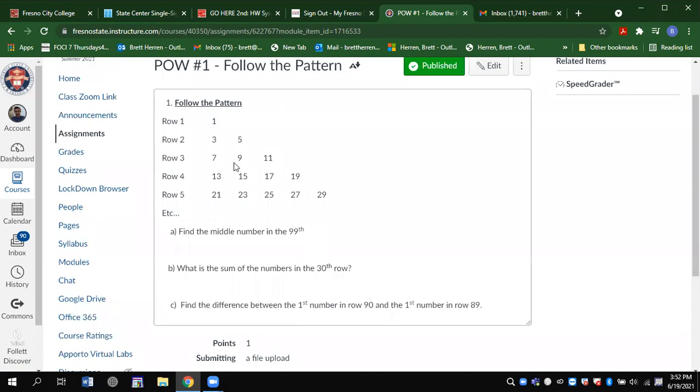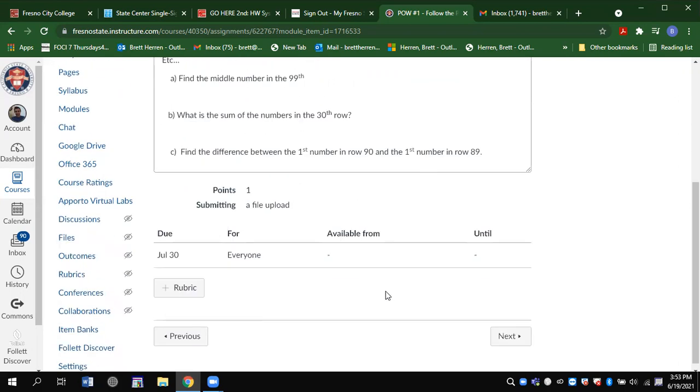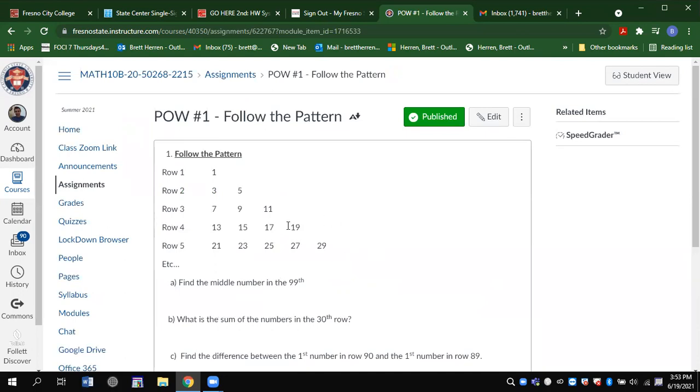So here's a really tricky one. It's showing this pattern, which you can see is just adding 2 every time, but the questions are more tricky. Find the middle number in the 99th row. Oh, it should have said row. Anyway, in the 99th row. So where's the 99th row? It's way down here. How are you going to find the middle number? Well, it's tricky. And what is the sum of numbers in the 30th row? So you would work on this. It's a hard question. It really takes a long time. It'll take you an hour or maybe longer to work on it.